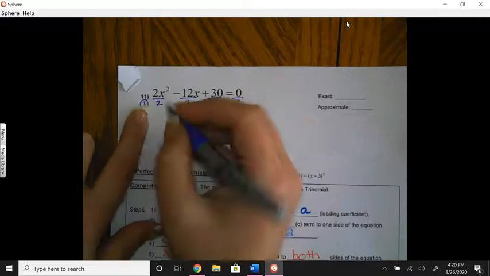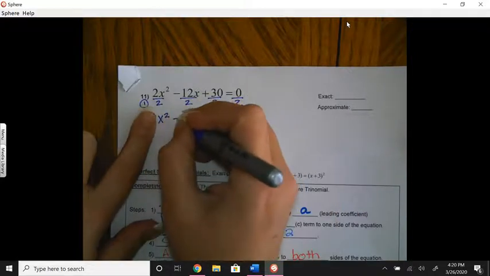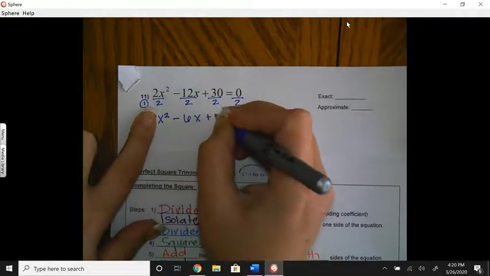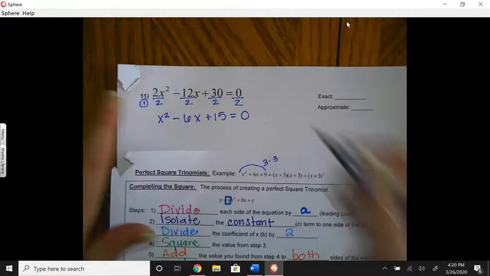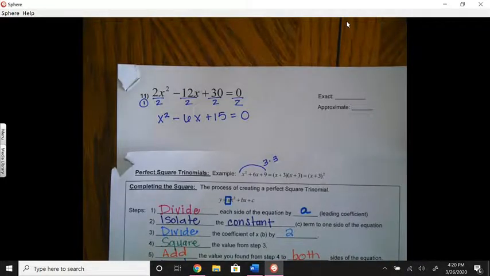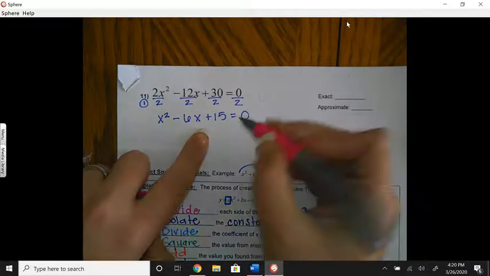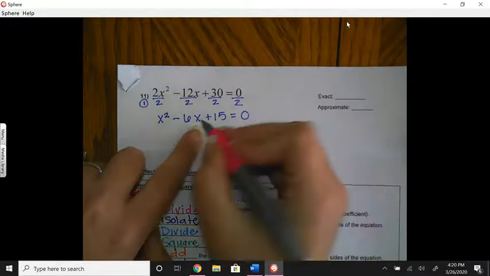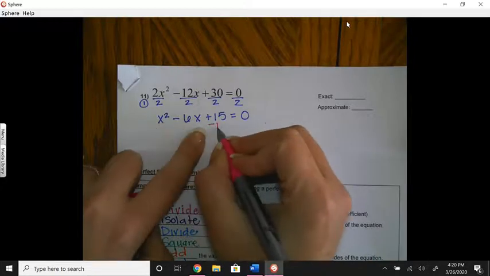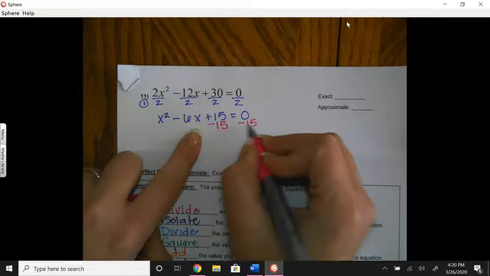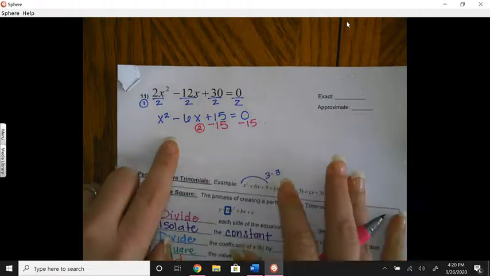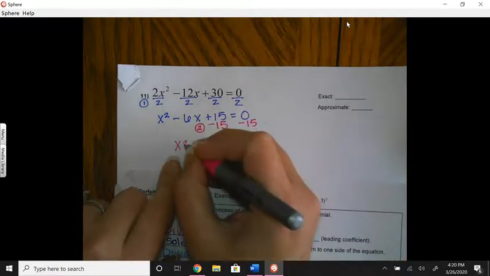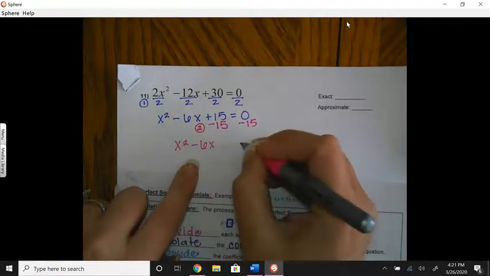So then we have x squared minus 6x plus 15 equals 0. That was step 1. Step 2, we want to move the constant on its own side to isolate it from the x term. So we're going to go ahead and subtract 15 to both sides. So again, this is step 2. So now we have x squared minus 6x equals negative 15.